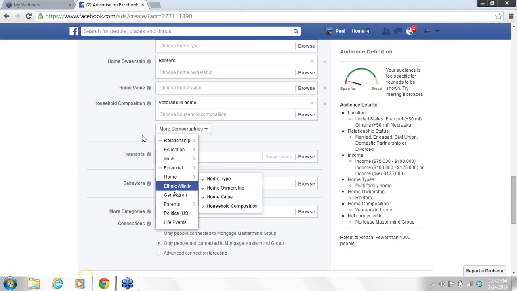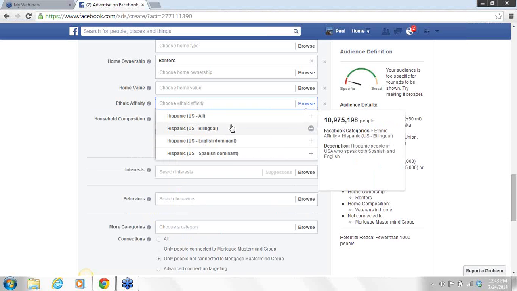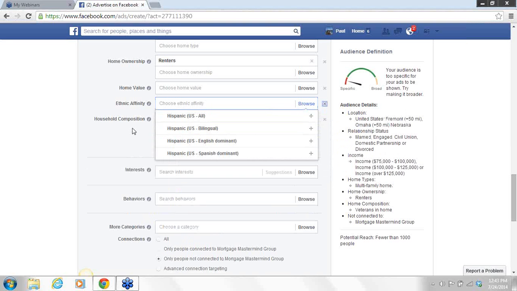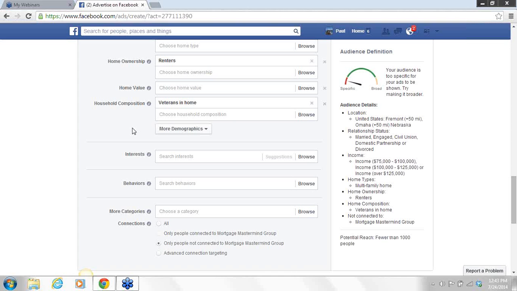I don't use it. There's no reason to. I don't discriminate based on anyone's ethnic affinity. And quite frankly, it does not give you a whole lot here anyway. It gives you Spanish American, Hispanic all, Hispanic English, Hispanic dominant, Spanish dominant. I just don't use it. I don't believe in looking at things in that fashion, so it's just not something that I look into or will use. Yes, I remember. I know exactly what you're talking about now.